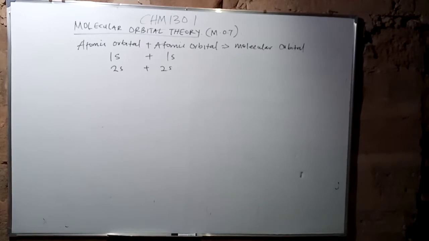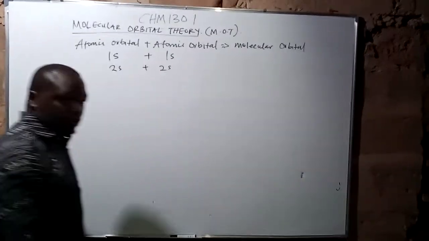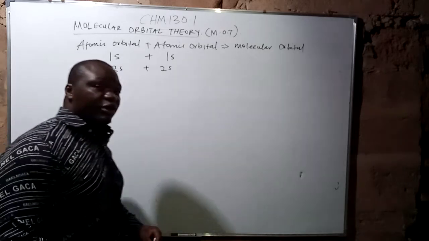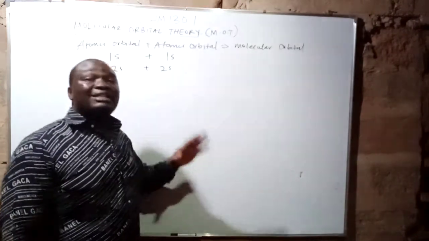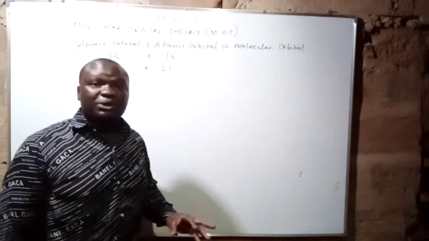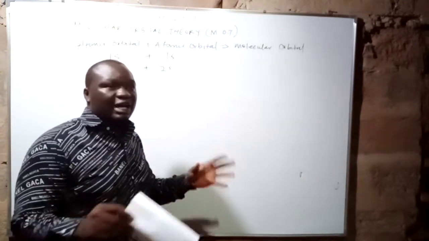You can see from the board that if you have an atomic orbital like this, plus another atomic orbital, what we get is a molecular orbital. Remember, when I was introducing this course, I said when atomic orbitals of atoms are combined, they give rise to molecular orbitals. For example, from electronic configuration, we have 1s. This is easy. Forget the too much stuff. From the electronic configuration, when we talk about 1s, 2s, 2p, 3p, this is the same thing, just that they kind of change it.